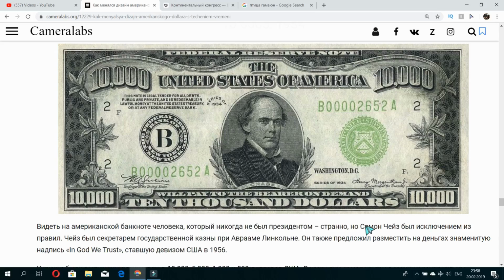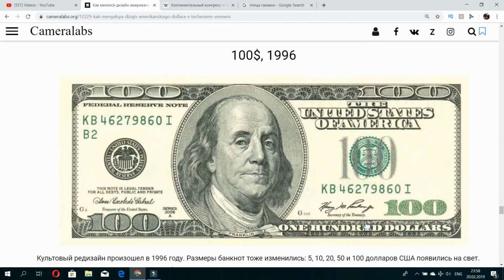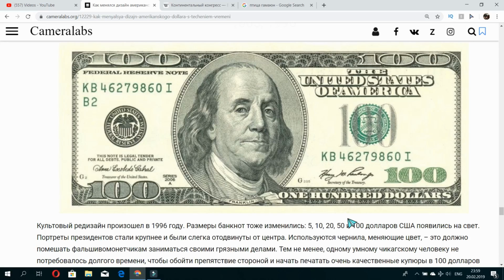So, okay, very, very interesting person. In the current design of the $100 of 1996, we have Franklin looking at us. Very interesting. So this redesign of the banknote was created in 1996.